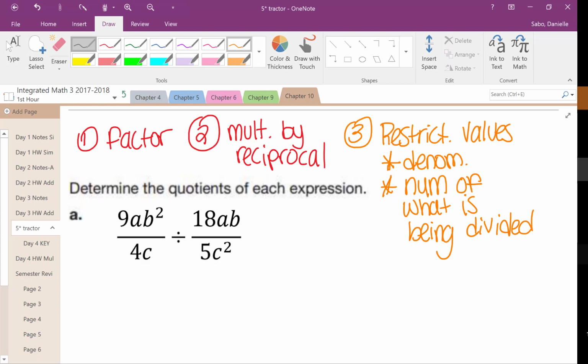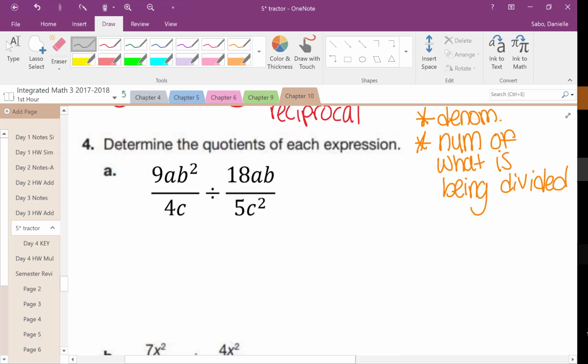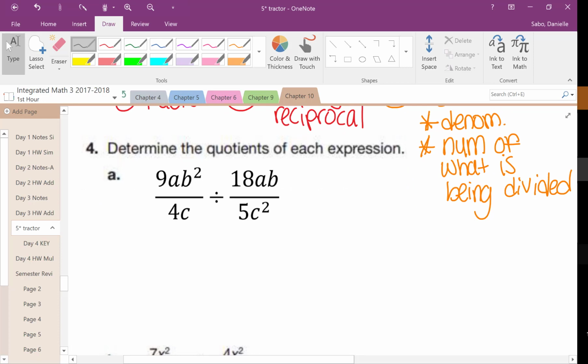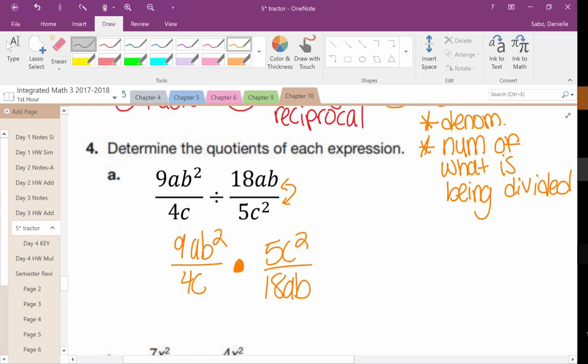Okay, so now let's actually try it. There's nothing to factor, so we're already moving to step 2. Step 2 is just to flip that fraction. So I have 9ab squared all over 4c times, just rewriting it, 5c squared all over 18ab. All I did was I'm on step 2 already because I couldn't factor. Step 3, we're going to simplify. Well, I didn't put simplify, but we have to simplify.